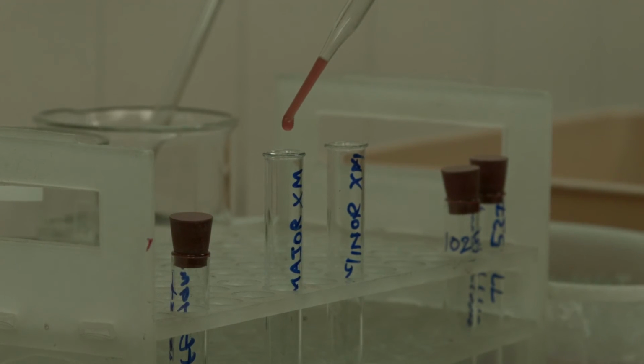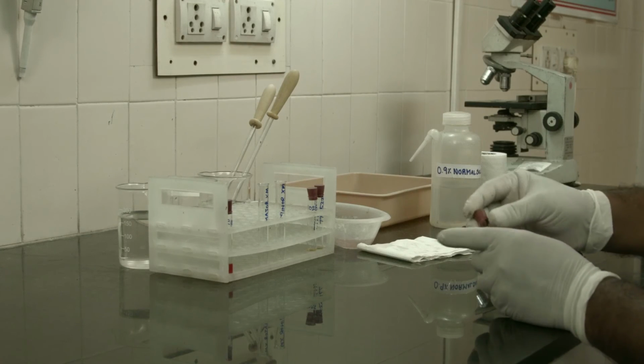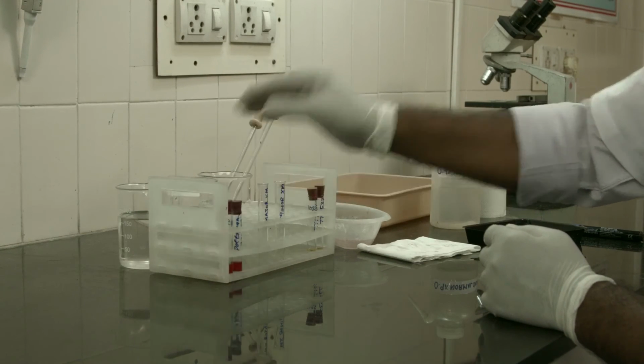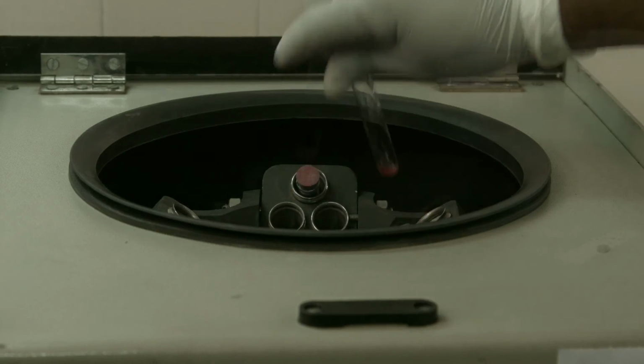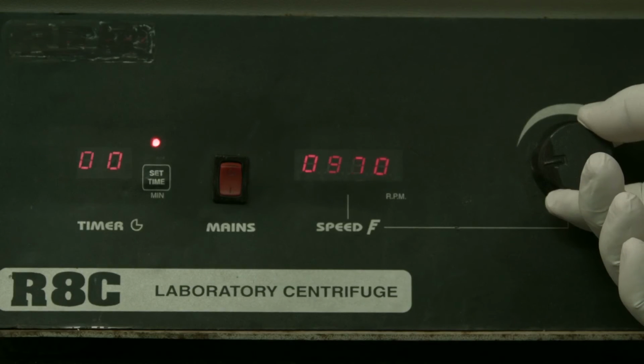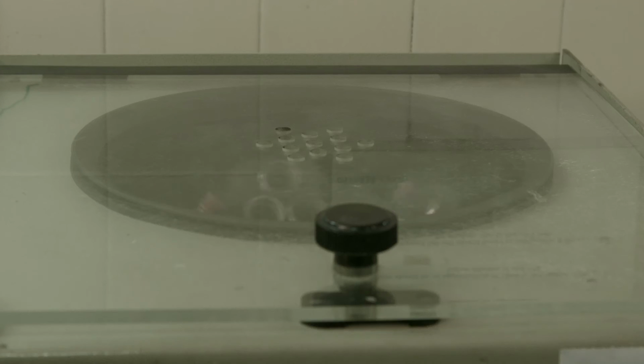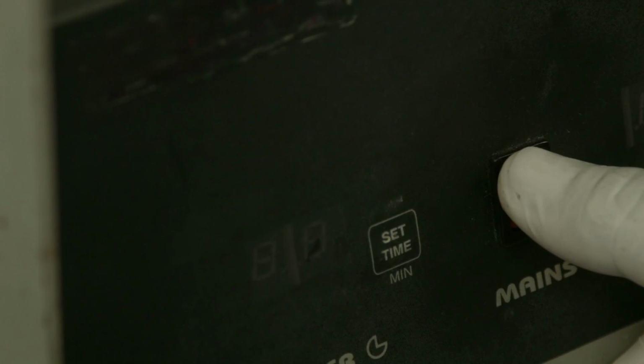Add 1 drop of IgG sensitized O cells to all the negative AHG results. Centrifuge at the rate of 1000 rpm for 1 minute and check for agglutination. Confirm the negative results with a microscope.